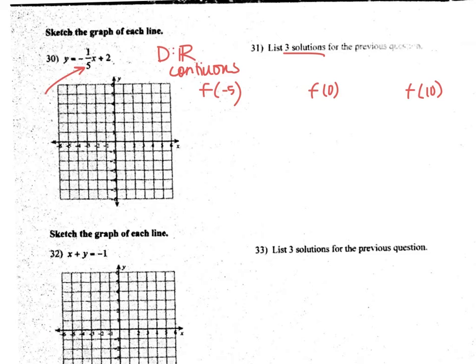So we're just plugging in here. -1 over 5 times -5 plus 2. So you're multiplying. Remember, it's the top of fractions that multiply. So that gives me +5 over 5, because negative times negative is a positive, plus 2 equals 1 plus 2. That equals 3. So my solution is -5, 3.